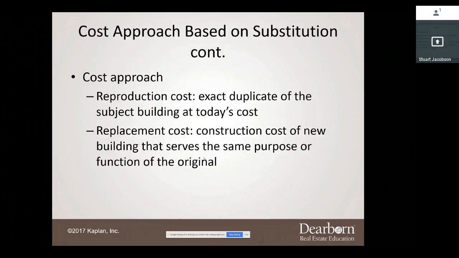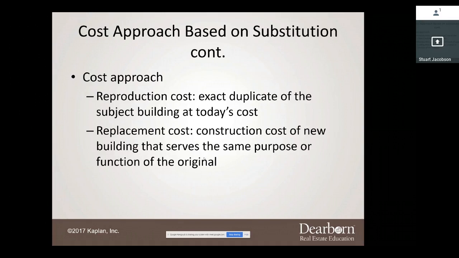Okay. Now, there's two things when they're coming up with the cost of the building, okay? When they're coming up with construction costs, there's two types that they could use. There's reproduction cost, which is an exact duplicate of the subject building at today's cost, okay? Then there's replacement cost. So just keep in mind this: if we are reproducing something, it is a replica of it. If we are replacing it, okay, we are constructing something that is new that serves the same purpose, same function as the original. Why would we do a replacement over a reproduction?